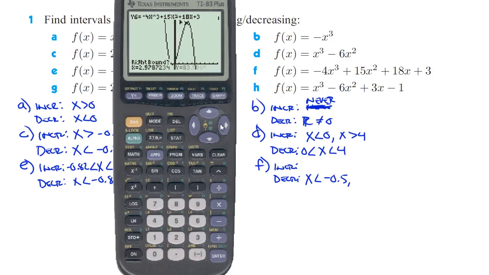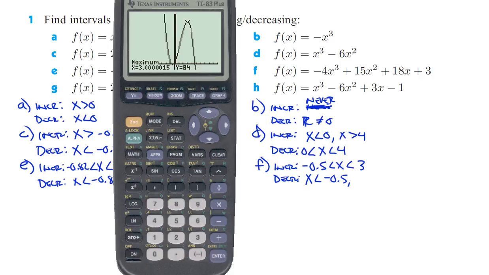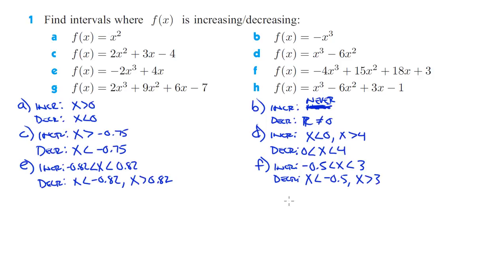So let's see what we get here. And that maximum is when the x is 3. Okay, so it's increasing from negative 0.5 to 3. So it's increasing from negative 0.5 when x is greater than that, and also when x is less than 3. Okay, and then the last one here is when it's decreasing when x is greater than 3. So x is greater than 3 is when it's decreasing.